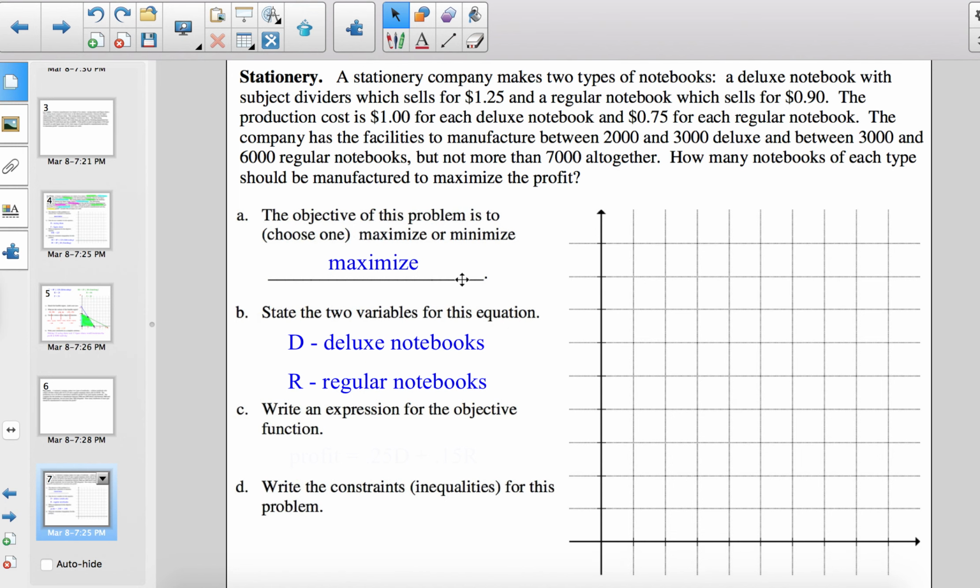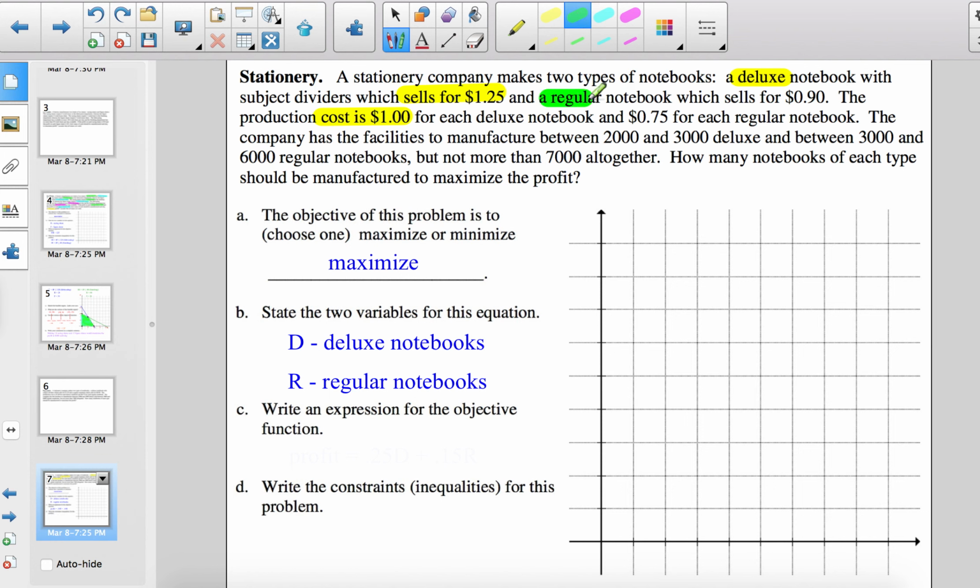The objective function was, how am I going to profit from selling these notebooks? So there's a little bit of math involved here. Let me go to my highlighter. All right, so if I have my deluxe notebook, we'll make deluxe yellow. The deluxe notebook sells for $1.25, but it costs $1 to make. So that means every time my profit is 25 cents. Not that great a profit.